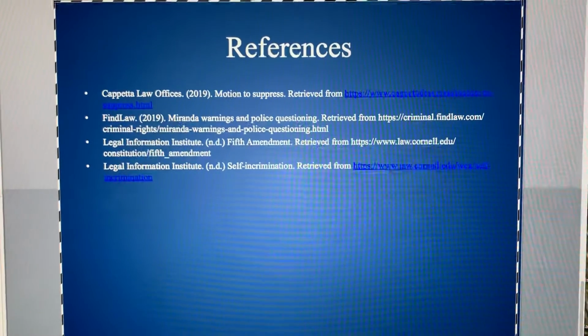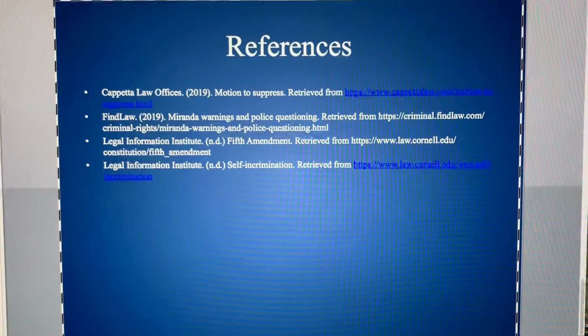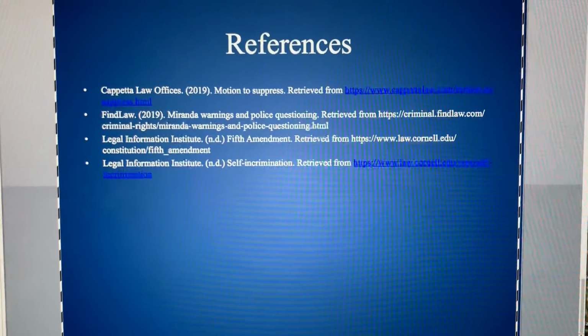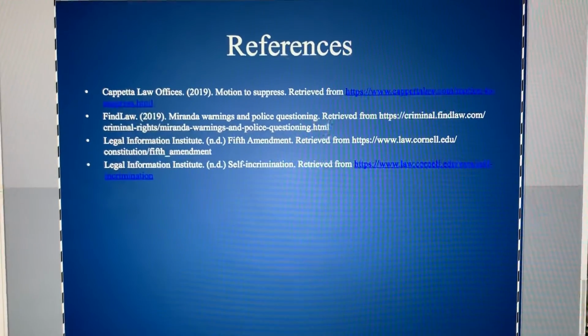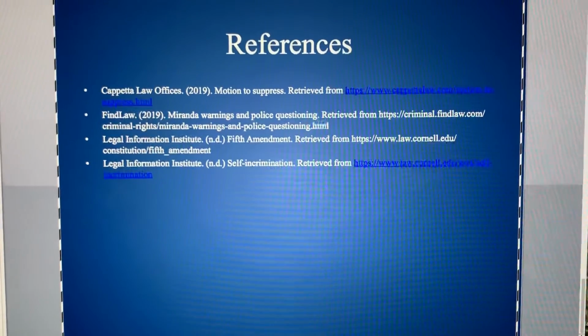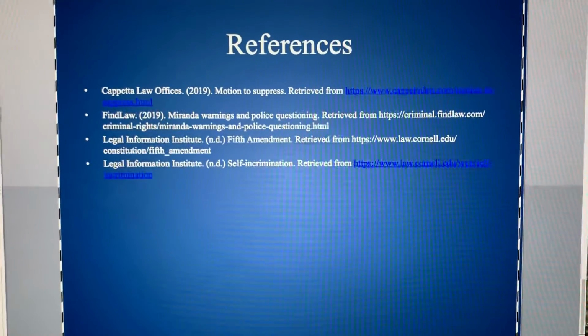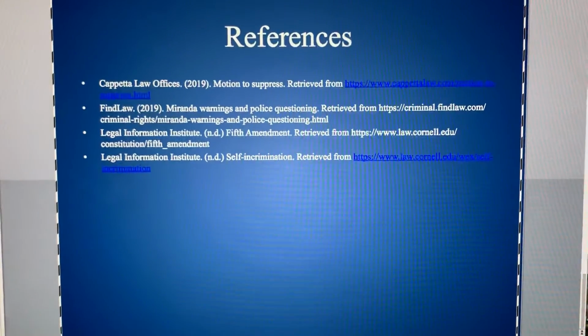And here are my references for this. Capella Law Offices 2019, Motion to Suppress; FindLaw 2019, Miranda Warnings and Police Questioning; Legal Information Institute, no date, Fifth Amendment; and Legal Information Institute, no date, self-incrimination.